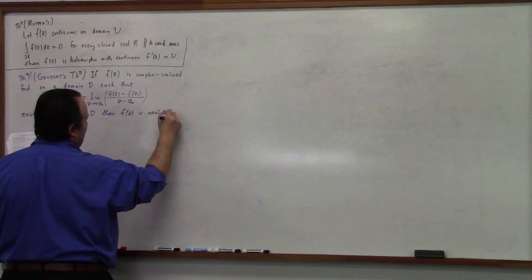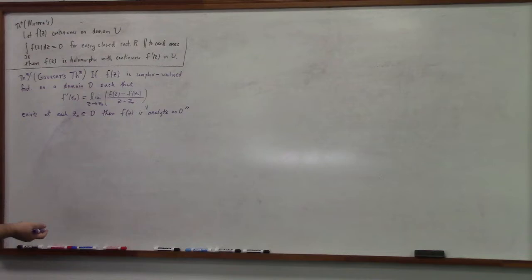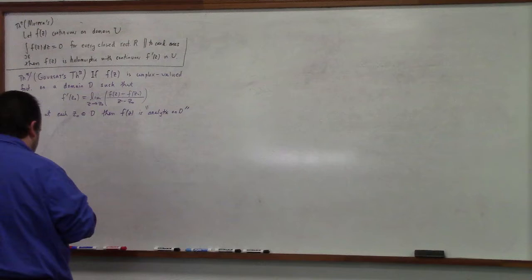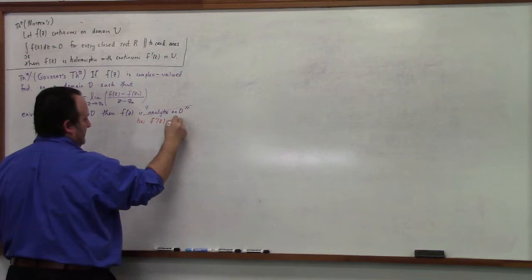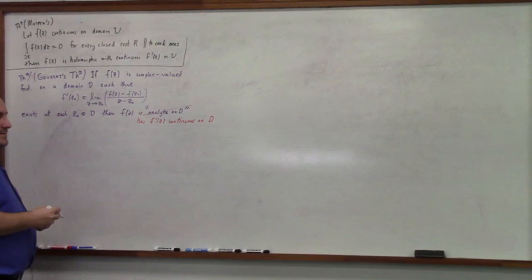Okay, I'm going to put some quotes around that, because that's what Gamelin says, but what he really means by that is, I would like to cross this out and say then f of z has f prime of z continuous on D. The point is that the derivative exists and it's continuous.